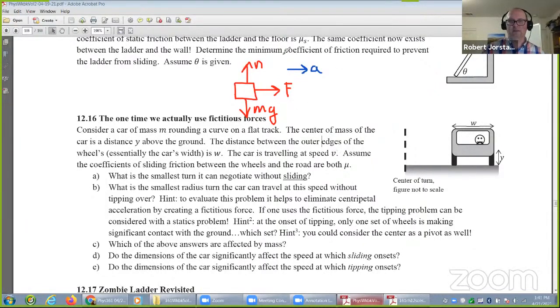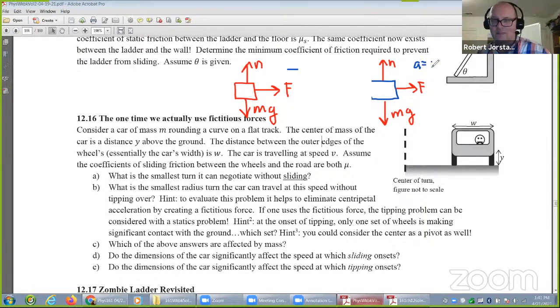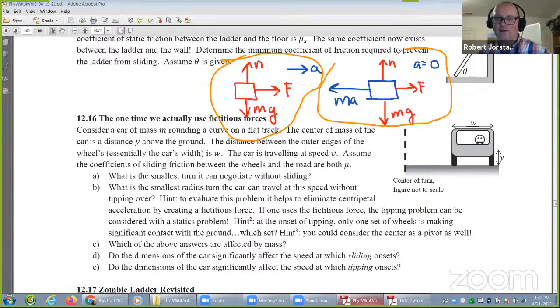Nothing crazy there. It turns out you could actually draw this thing as a different FBD. You could say there's a force in the opposite direction with magnitude ma, and the other forces are still present, N, F, and mg. The idea is that we're doing a mathematical equivalence. In this problem, you say that a is equal to 0. These two FBDs, the left one and the right one, would produce the same force equations.